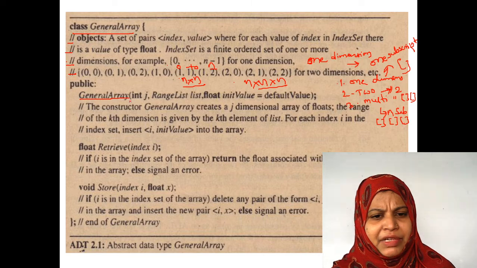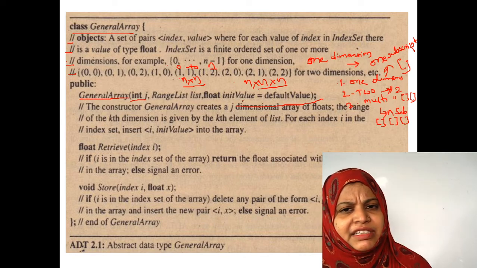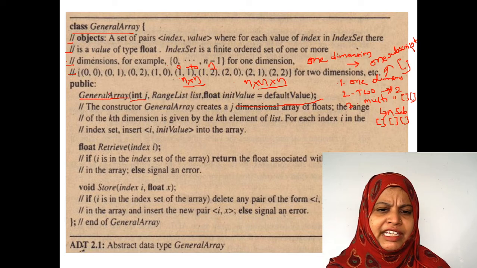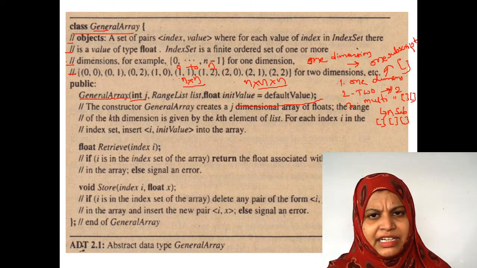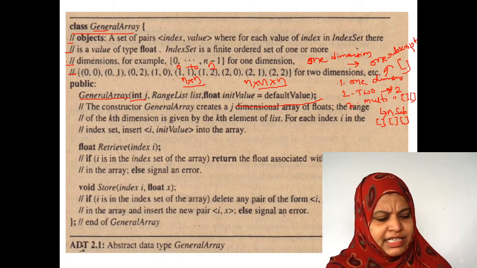This is the parameterized constructor. Already you know the constructor. What do you mean by constructor? Constructor is a method which has the same name as the class name. So what is my class name? Here my class name is general array. Then what is my constructor? Constructor is also general array. See here, general array is there.